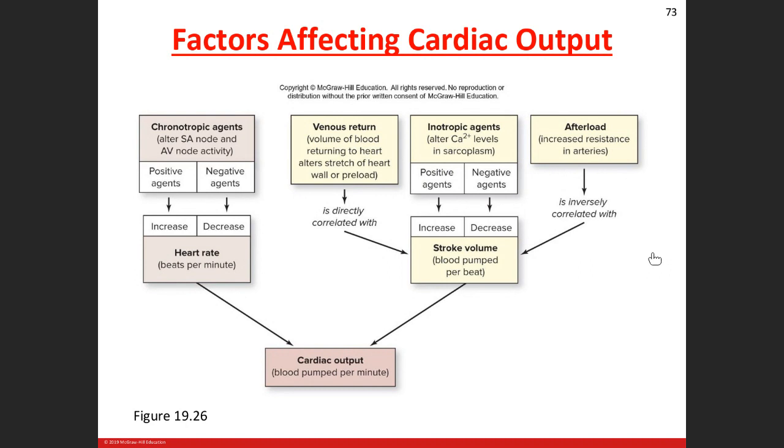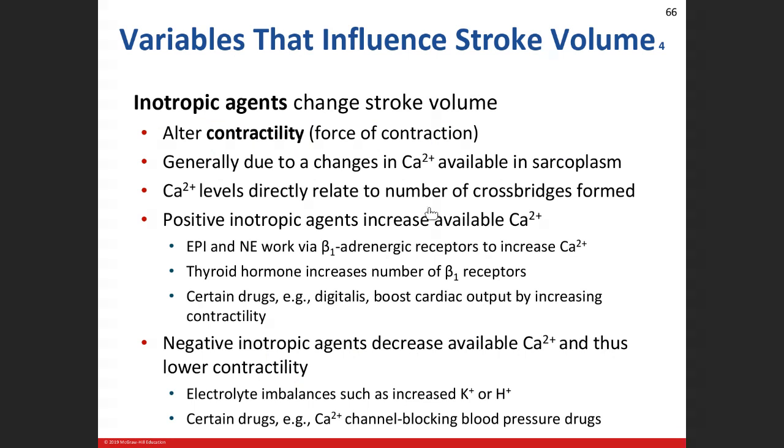Let's talk about inotropic agents. Again, inotropic agents are going to affect the stroke volume, how forcibly the heart contracts. So if we're going to deal with how forcibly a heart contracts, we're going to deal with cardiac muscle cells because they're the machinery of contraction for the heart. So we've got to figure out a way, how can we affect how these cardiac muscle cells contract? Well, guess what? It's right here. Calcium.